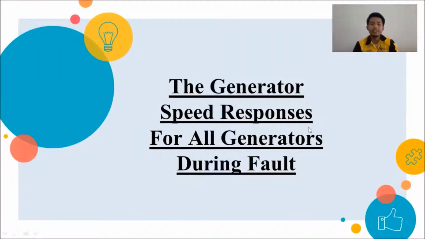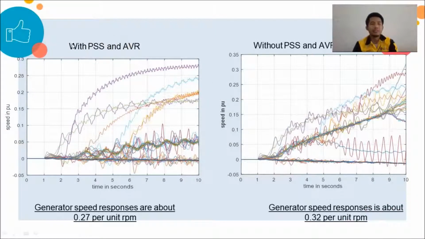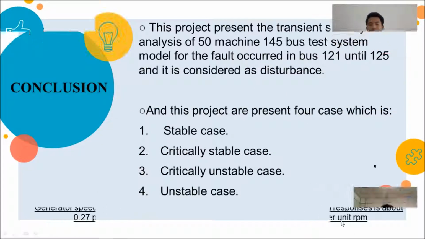The generator speed response for all generators during the fault. With PSS and AVR, the generator speed response is about 0.27 per unit RPM. Without PSS and AVR, the generator speed response is about 0.32 per unit RPM.